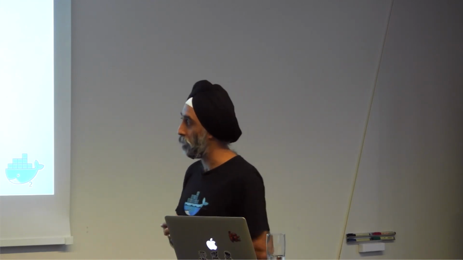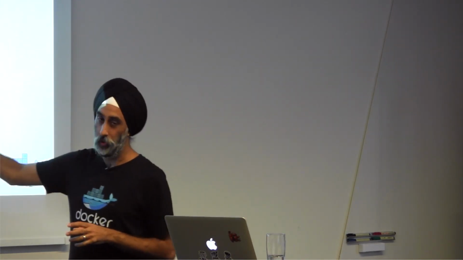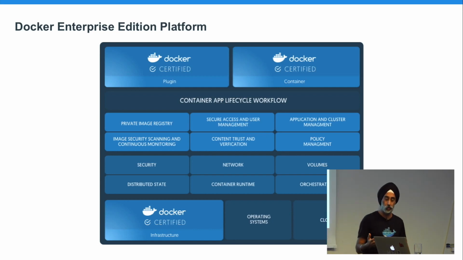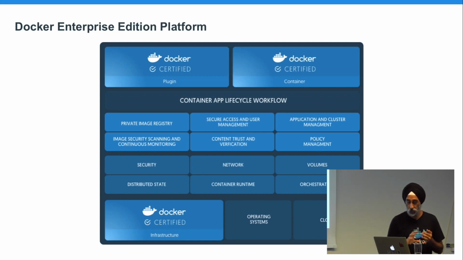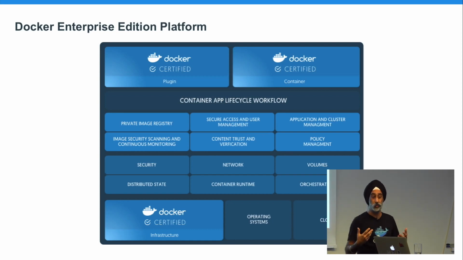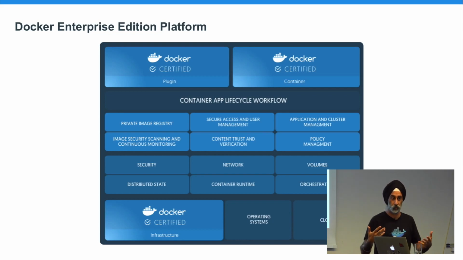We have additional security functionality, and we'll talk about a lot of that in the next slides as we talk through the work with Kubernetes. Now, across the next row, you'll see a lot of additional functionality: the private image registry, our secure access and user management, application and cluster management, image security scanning, content trust, and policy management. A lot of these are the features that we build into the enterprise platform.